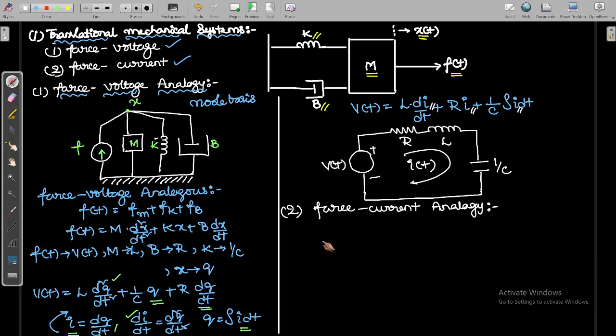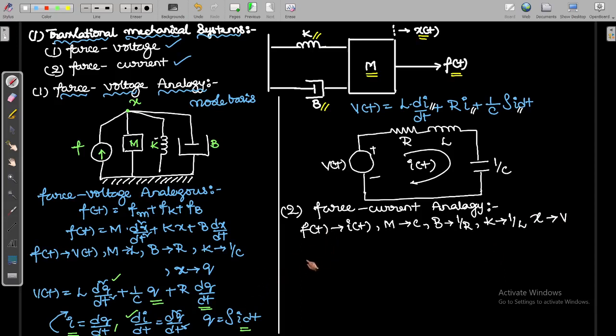So if you write force current analogy, the replacements will be f of t can be replaced with I of t, then mass can be replaced with capacitor, then B can be replaced with inverse of resistance, then K can be replaced with 1 by L, then x can be replaced with V. So x can be replaced with the V here.